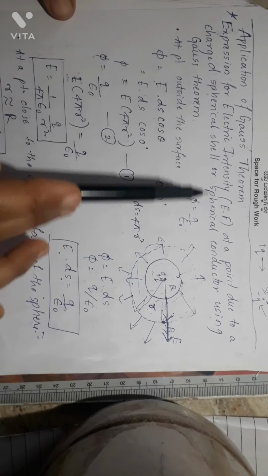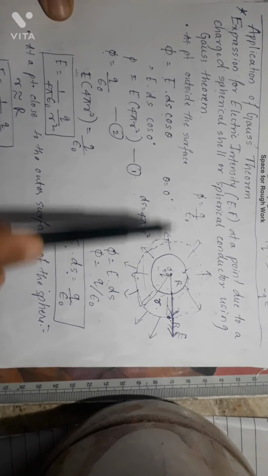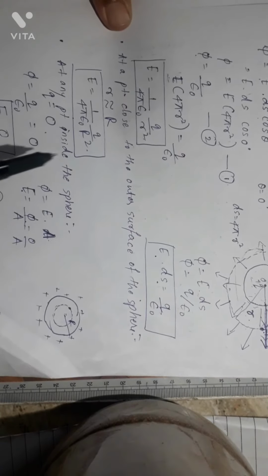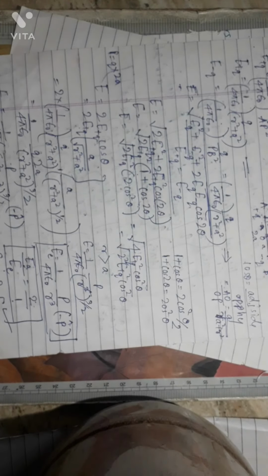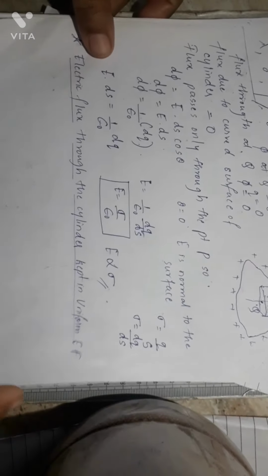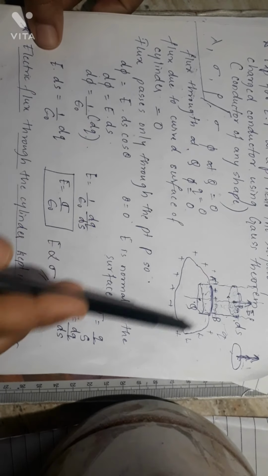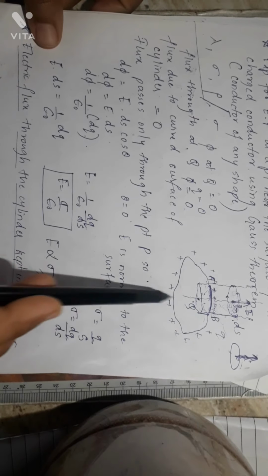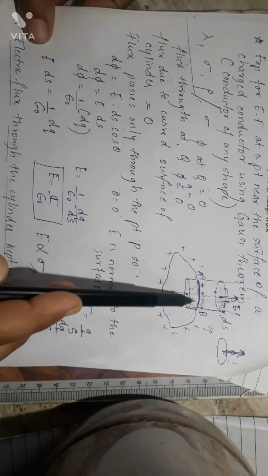This is all about the spherical shell. We have derived, using Gauss law, the expression of electric field at a point due to the charged spherical conductor. This is the derivation. And also we have seen the electric field at a point near the surface of a charged conductor using Gauss theorem, for a surface of any shape. So we have seen the electric field at a point near this surface. This is the derivation of this.